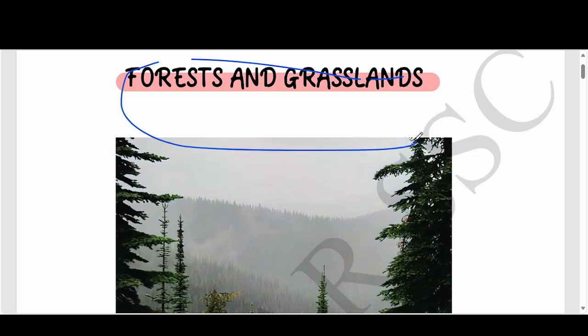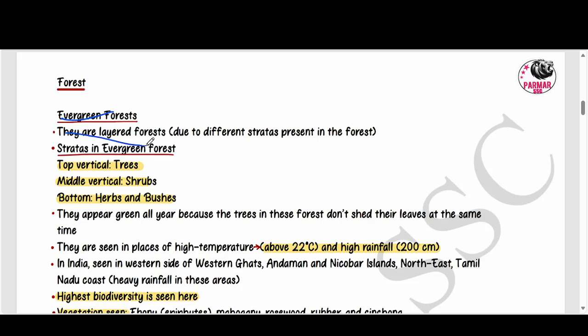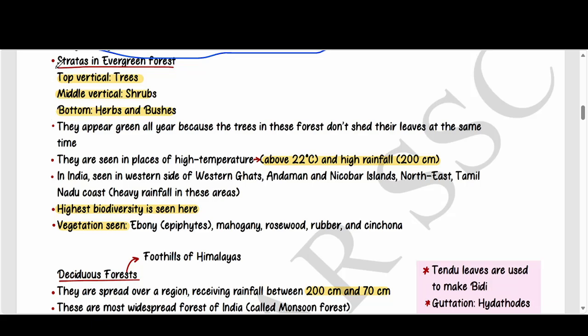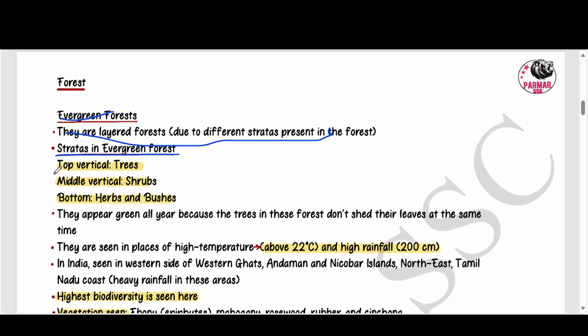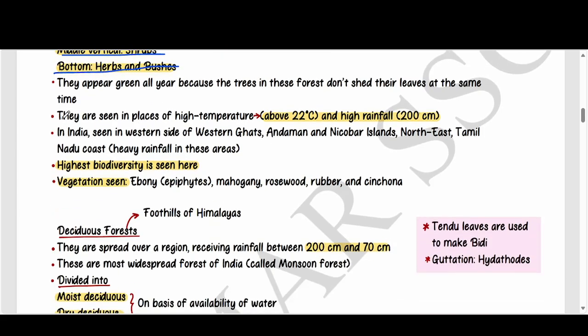तो फॉरेस्ट एंड ग्रासलैंड देख लेते हैं। फॉरेस्ट, एवरग्रीन फॉरेस्ट, they are layered forest due to the different terrains present in the forest. Terrace in every forest: top vertical trees, middle vertical shrubs, bottom herbs and bushes. They appear green all year because the trees in this forest do not shed their leaves at the same time.